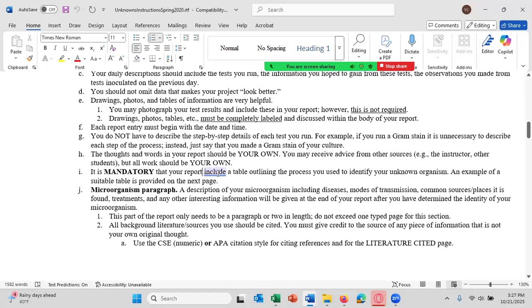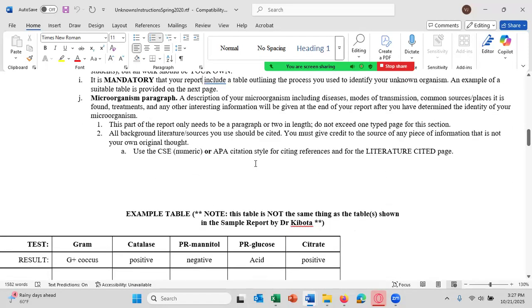If you quoted someone, you should give an in-text citation too, and then give a reference at the very end of your report. At the very least, you should have where you got your information for the microorganism paragraph. You can use whatever citation style you like.